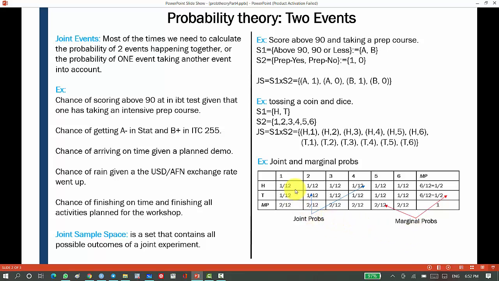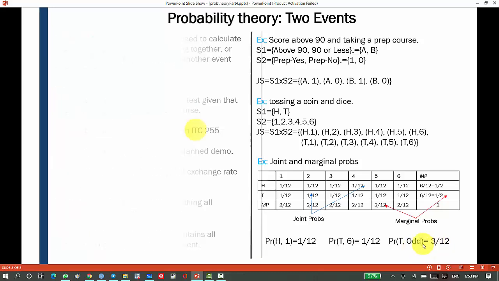Remember that the probabilities, both joint and marginal, can be calculated with the method which we introduced in the previous lectures, namely Monte Carlo simulation. For example, the probability of the joint event H and 1 is 1 over 12. The probability of T and 6 is 1 over 12, and the probability of T and odd is 3 over 12.